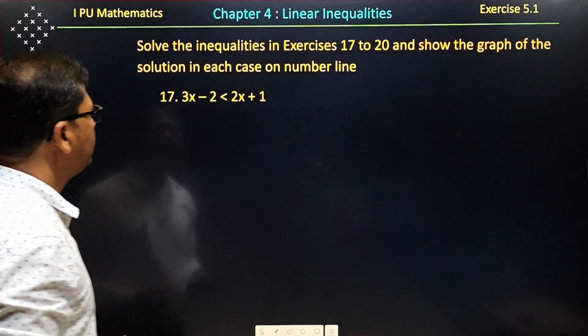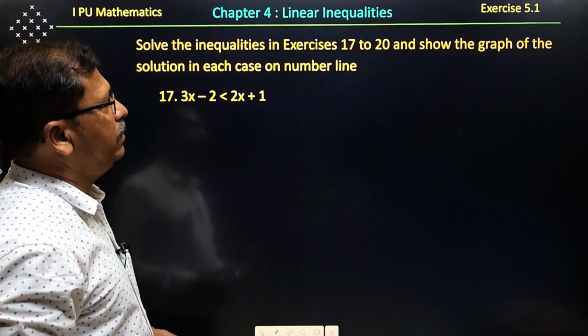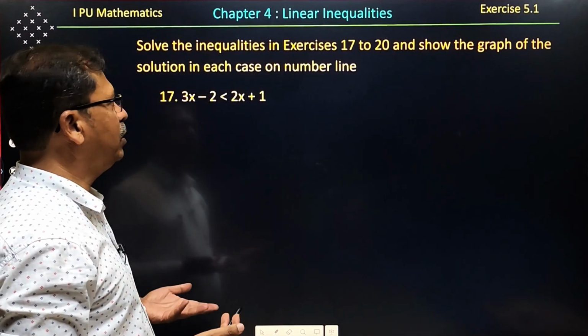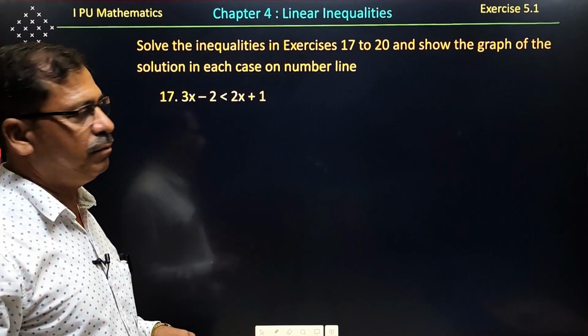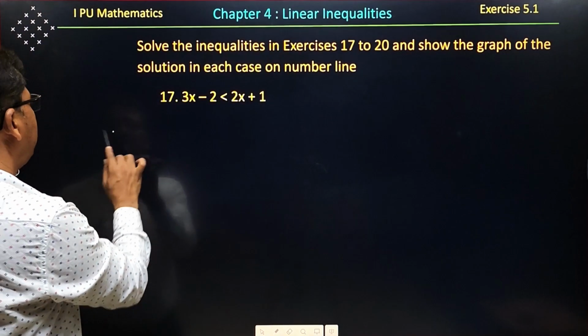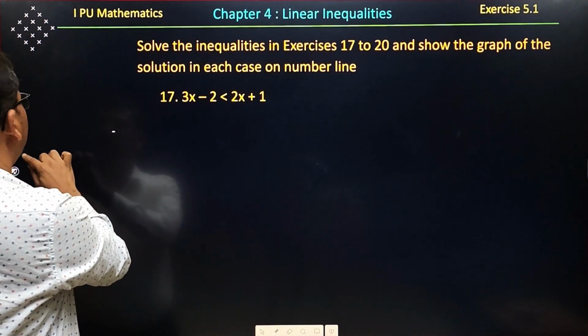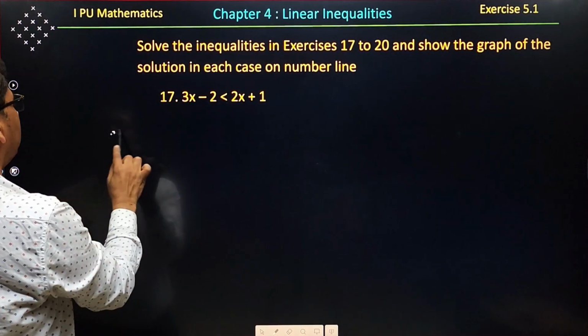In continuation, this is the 17th example. Here in these cases you need to solve the inequalities and at the same time represent the solution on a number line. This is the only change. Things are very easy. Try to understand and then follow here.